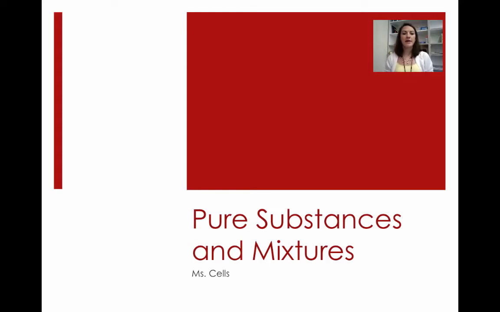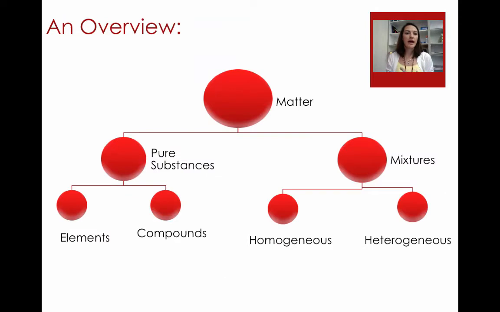Today we're going to be talking about pure substances and mixtures and the differences between them. So to start, all matter can be categorized as either a pure substance or as a mixture. Pure substances are chemically combined, and that consists of elements and compounds. Mixtures are things that are physically combined, not chemically bonded together. And that has to do with either homogeneous mixtures or heterogeneous mixtures.